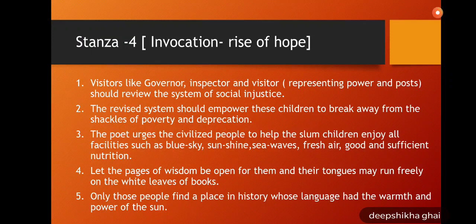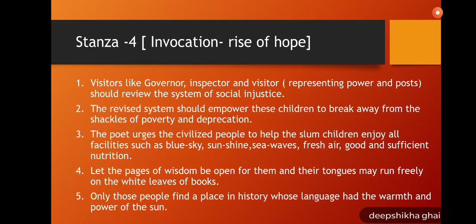Whenever these schools are visited by governors, inspectors, visitors, that means any kind of powerful people or the people of high post, maybe as chief guests, maybe as inspectors or investigators, these visitors should think upon reviewing the system of social injustice. They should give a way out to these children so that they can enter into the normal world. These visitors should open the windows so that the slum area children can have a view of the beautiful world outside.